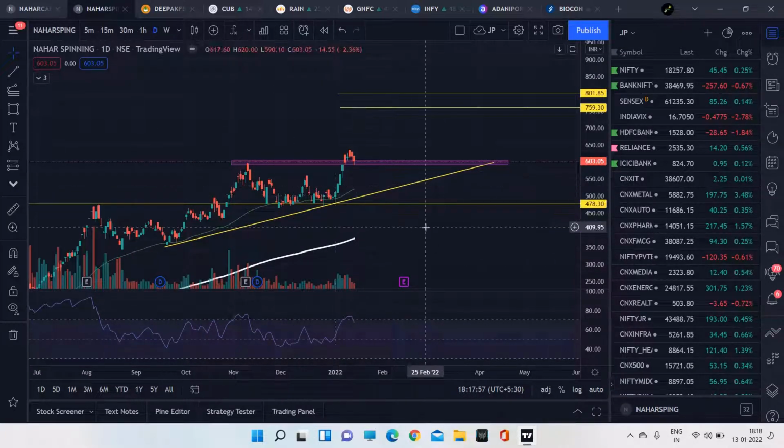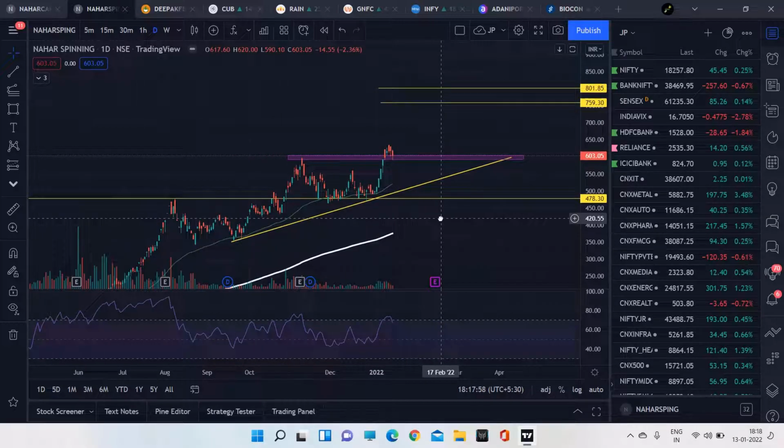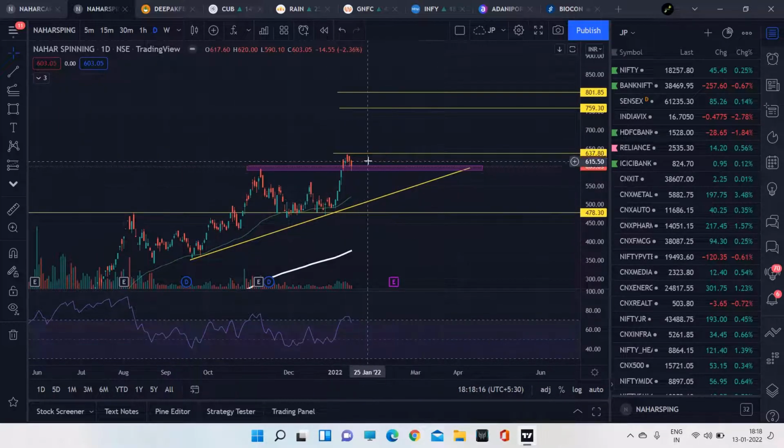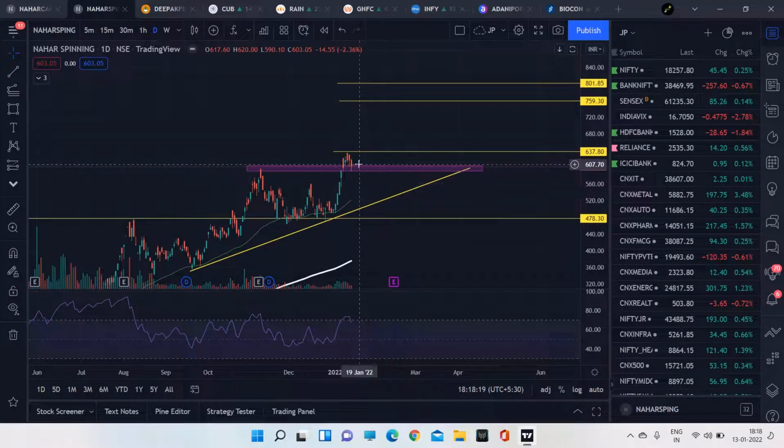Next is Naha Spinning. Just see the stock, again you see this yellow line, a trend line, and again a formation of a similar kind of pattern, like an ascending triangle formation. It broke this, it couldn't sustain, considering that this is a resistance point. You'd see here there's a resistance faced at this level at 637.80. It will come down to these levels to test this trend line.